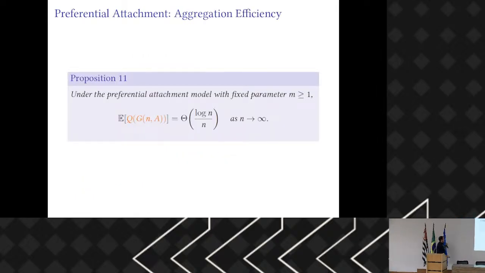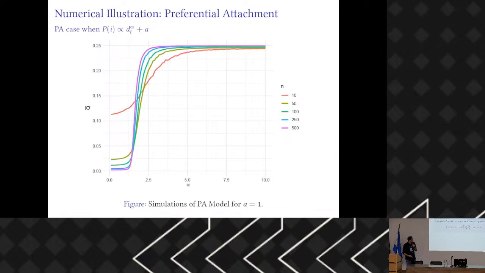Then this expected Q goes to 0 at this rate here, log of n over n, provided that the preferential attachment is not sufficiently strong to transform this network into a star. Just to show this more visually.